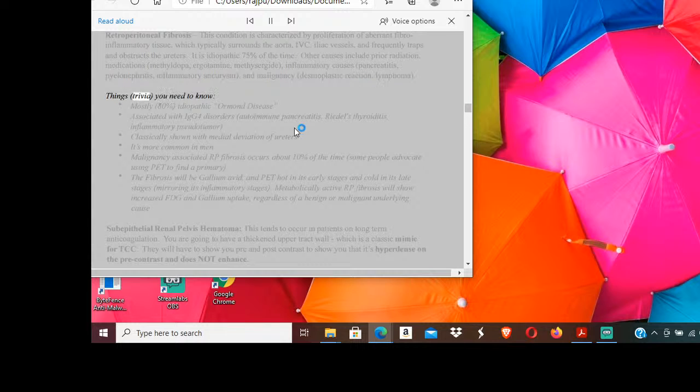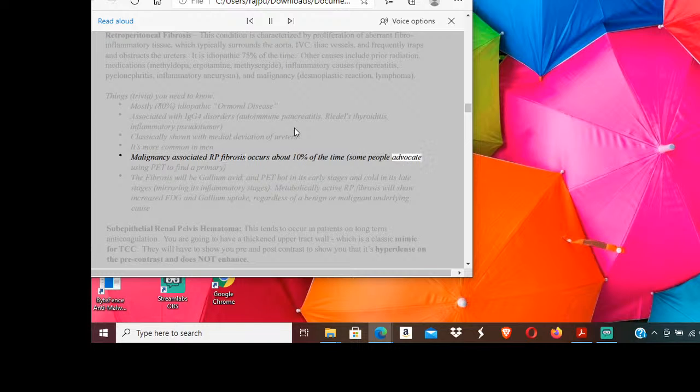Trivia you need to know. Mostly, 80%, idiopathic. Ormond disease is associated with IgG4 disorders, autoimmune pancreatitis, Riedel thyroiditis, inflammatory pseudotumor. Classically shown with medial deviation of ureters. It's more common in non-malignancy-associated RP. Malignancy occurs about 10% of the time.